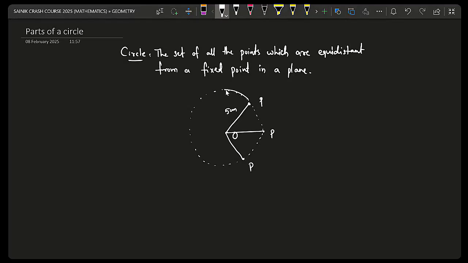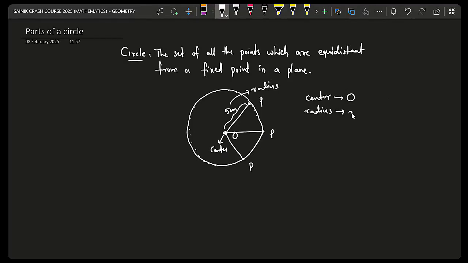So what is circle definition? The set of all points which are equidistant from a fixed point. Equidistant means having same distance. The fixed point is called the center of the circle, and the fixed distance is called radius of the circle. Generally center of a circle is denoted by the letter O, and radius of the circle is denoted by the small letter r.